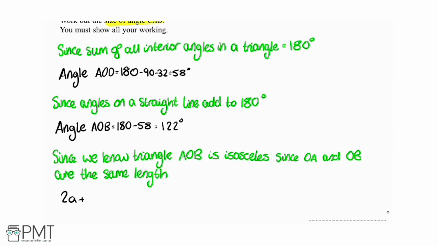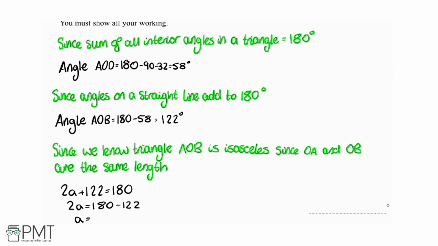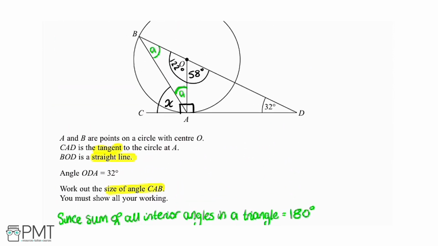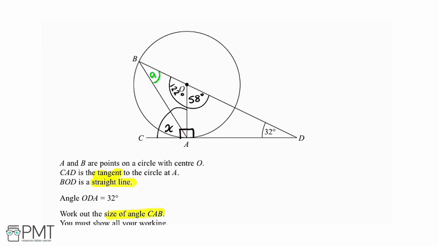that 2A plus 122 is 180 degrees. So therefore 2A is 180 take away 122. So A is, if we divide both sides by 2, I'm going to write it as a half of 180 minus 122. And if you pop that into the calculator, you get 29. So therefore, we know that this angle here is 29 degrees. And we also know that this angle is 29 degrees, but that's not as relevant for us working out x.